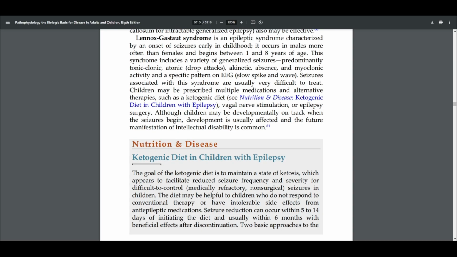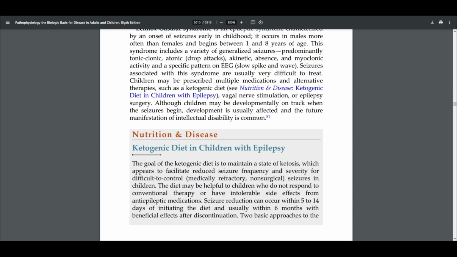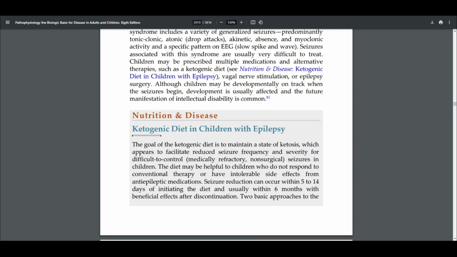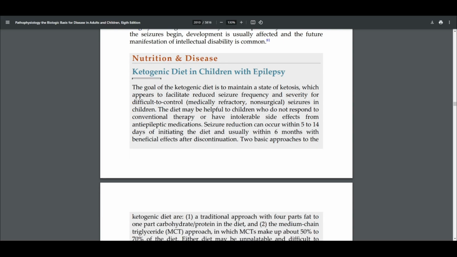Children may be prescribed multiple medications and alternatives, such as ketogenic diet, vagal nerve stimulation, or epilepsy surgery, although children may be developmentally on track when the seizures begin. Development is usually affected and future manifestation of intellectual disability is common.